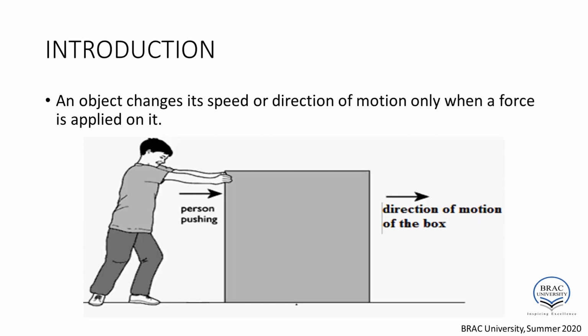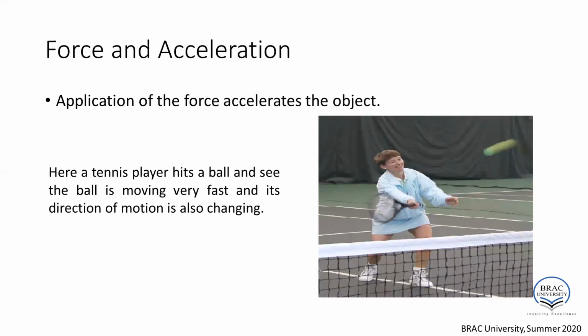Introduction. An object changes its speed or direction of motion only when a force is applied on it. In this figure, a person is pushing an object, and the object is moving in the rightward direction. This is the direction of the motion. And in this figure, if we apply force, we produce acceleration. So there is a relation between force and acceleration.